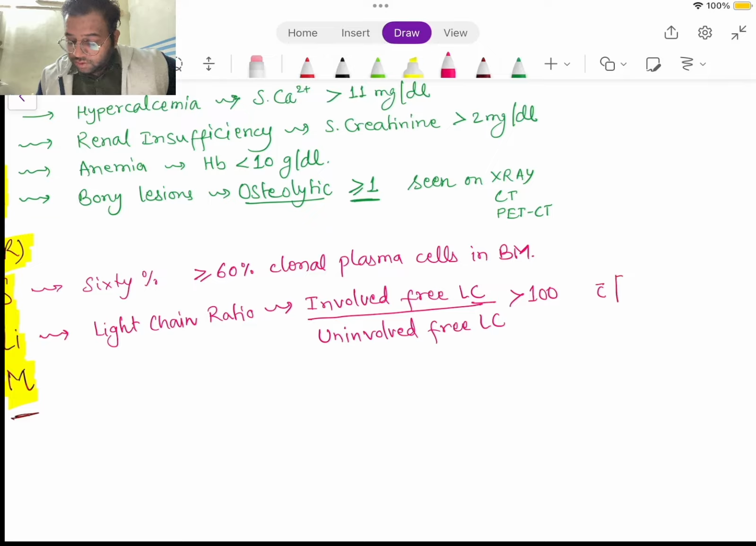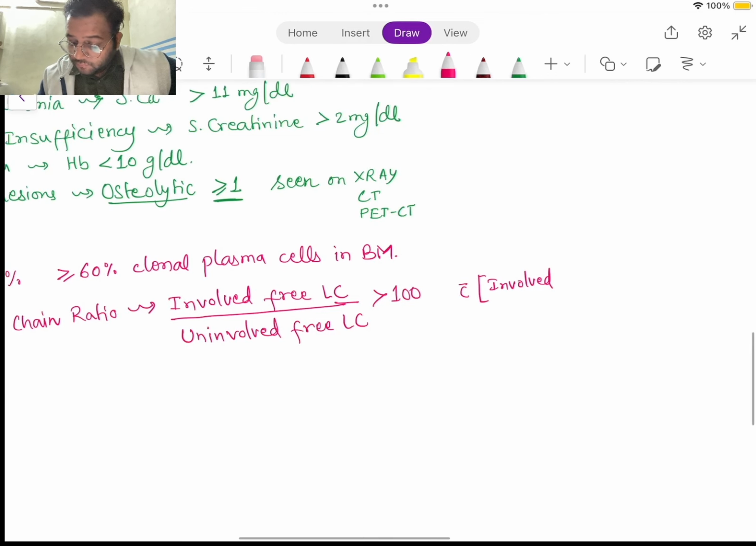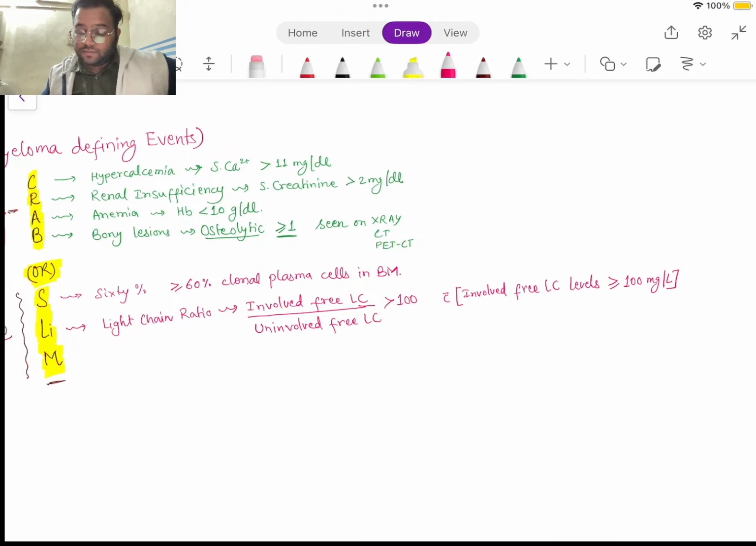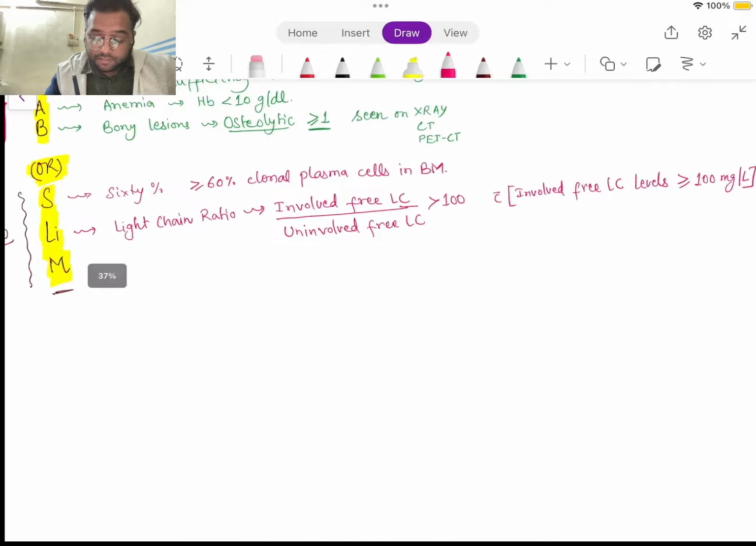Along with what should it have? Involved free light chain. If we see the absolute value, we are talking about involved free light chain levels in the serum, which must be more than or equal to 100 milligrams per liter.